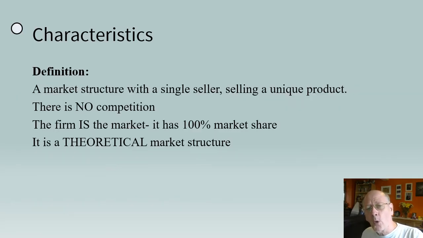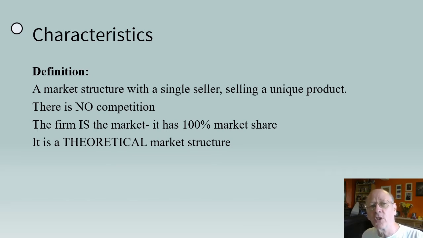Well, mono is Greek for one, a monocycle has only one wheel. So a monopoly is a market structure where there is only one player, a single seller, selling something that's completely unique. So do not talk about competition if you get a question about monopoly. The firm is exactly the same as the market. It has 100% market share.